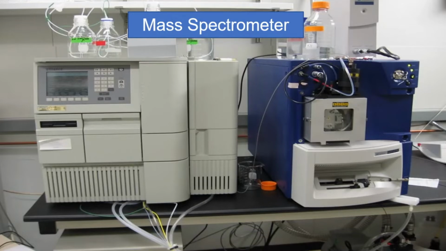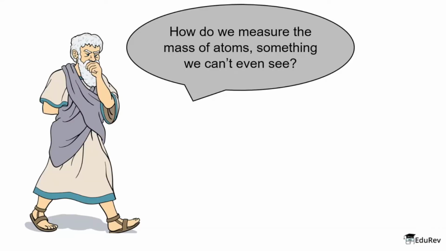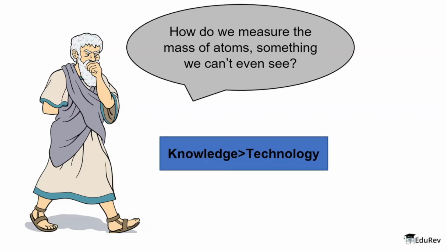But this is the science of today. Many years back, we had scientists, okay, who had just one question: how do we measure the mass of atoms, something that we can't even see? But one thing I think everybody should remember, that knowledge is always superseding technology. So these scientists did not have technology, but they had one very important thing, which is their knowledge. So they applied their knowledge and they were able to find out the masses of these atoms.